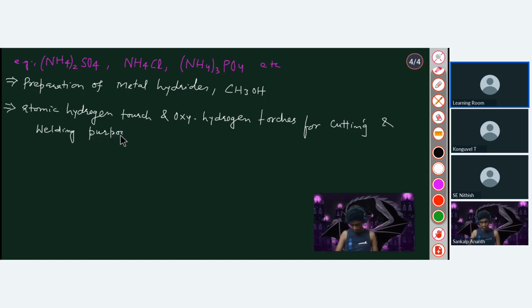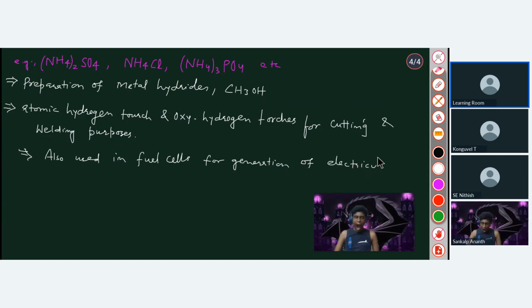So this is the use of this dihydrogen. It's also used in fuel cells for generating electricity. We can generate electric current in this fuel cell.